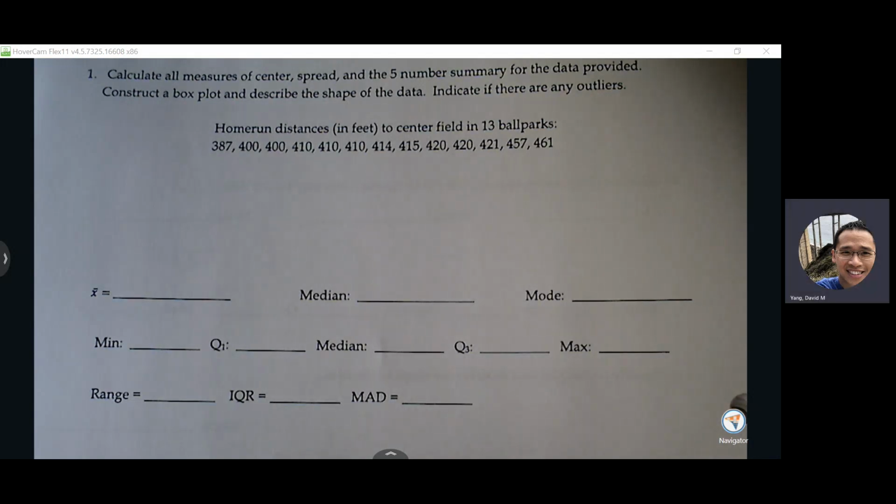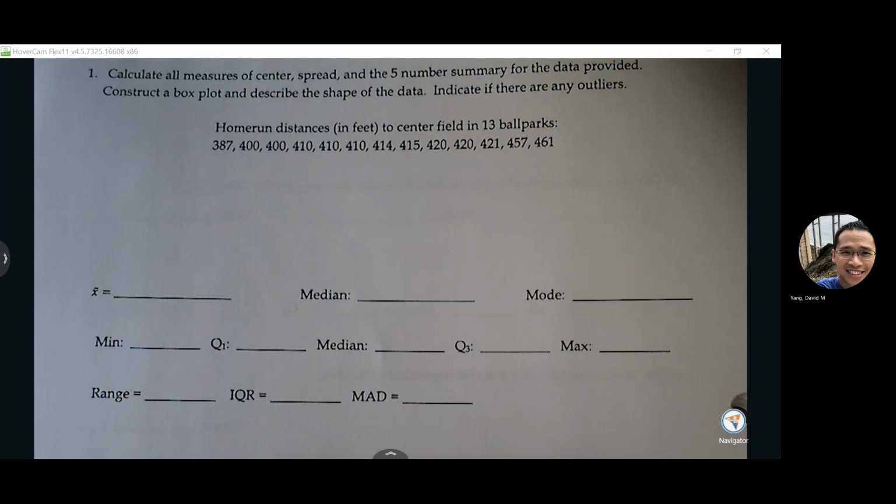And those numbers are already in order, so that makes it easier for you too. Yeah, so let's see your lower half. If there's an odd number, then the median is not part of your lower half. Then it's even in the division.